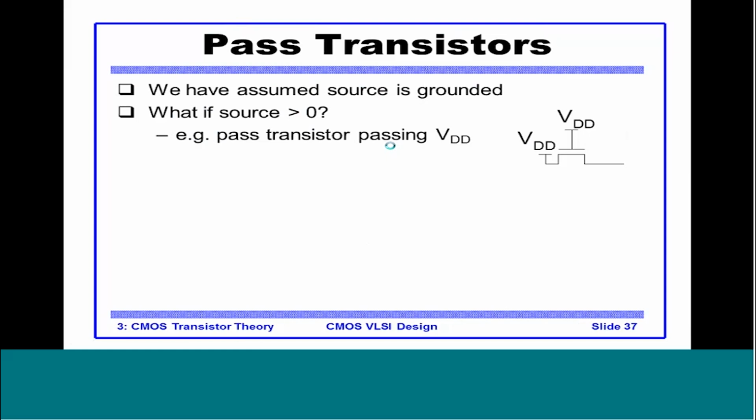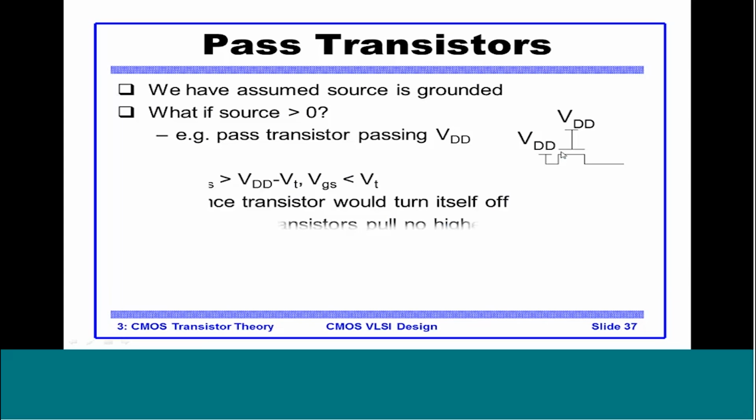Okay, now till now we have been assuming that the voltage on source is 0. The source is grounded. What if source is greater than 0? A very good example is a transistor which is trying to pass VDD. So let's see a transistor where the gate and drain are both connected to VDD. I can say this is drain or this is source, it doesn't matter. The two terminals are connected to VDD, one of them being gate.